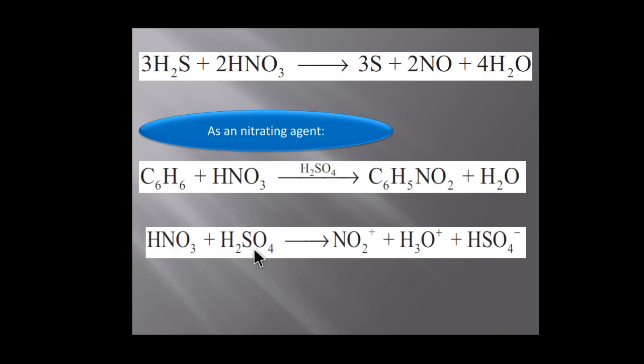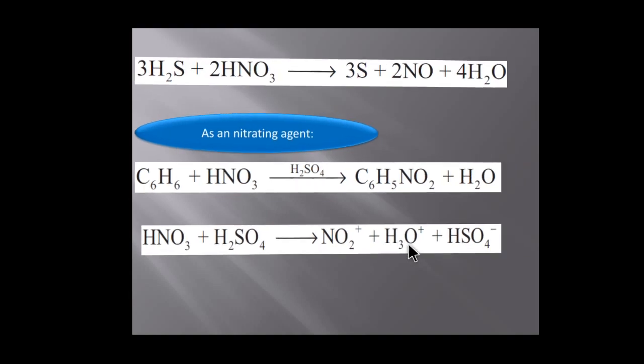And nitric acid reacting with sulfuric acid will give the ions NO2 plus, the nitronium ion, and H3O plus. Is it clear? H3O plus is the hydronium ion, then the hydrogen sulfate ion. These ions are possible. Is it clear?